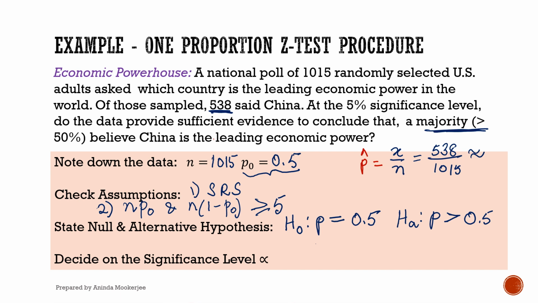And decide on the significance level, it says 5%. So alpha is going to be 0.05. Now, the alternate hypothesis says P is greater than 0.5. So what kind of tail test is this? This happens to be a right tail test. If it's a one tail test, a right tailed or a left tailed test, we do not need to split our alpha. Alpha would stay at 0.05.